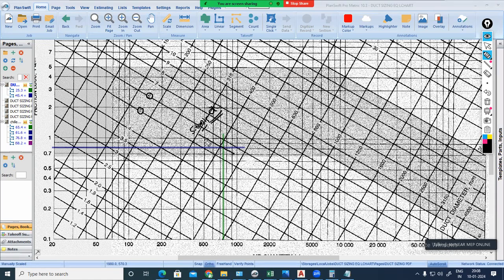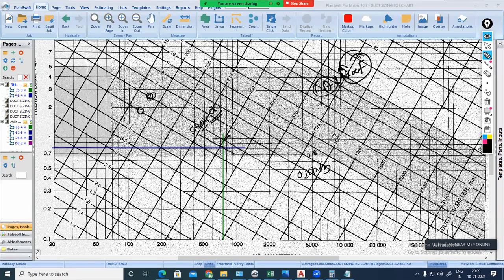No, that is perfectly okay. Why should I go for 0.5 Pascal per meter? If this velocity was coming higher than 6, then I'll be going for 0.5. Velocity and frictional loss are directly proportional. If the velocity is increasing, head loss will increase. But both these values are inversely proportional to area. If velocity is increasing, area of duct will decrease. If head loss is increasing, area of duct will decrease inversely.